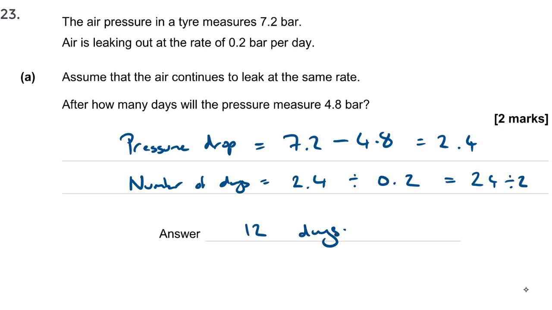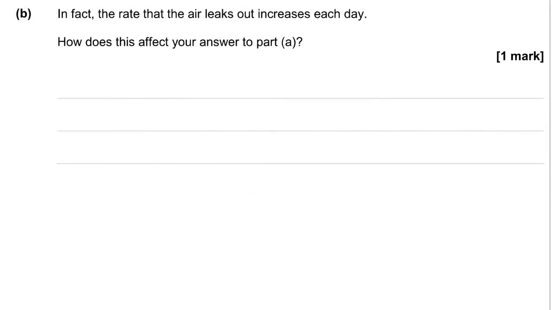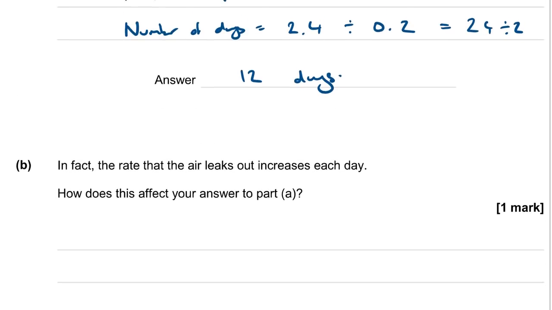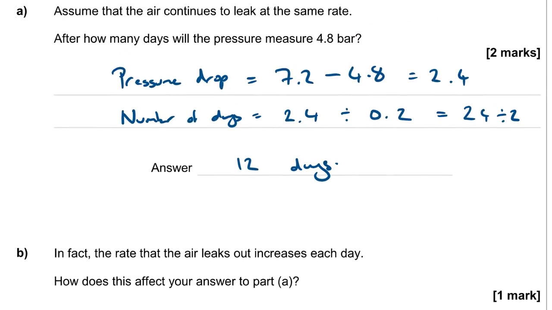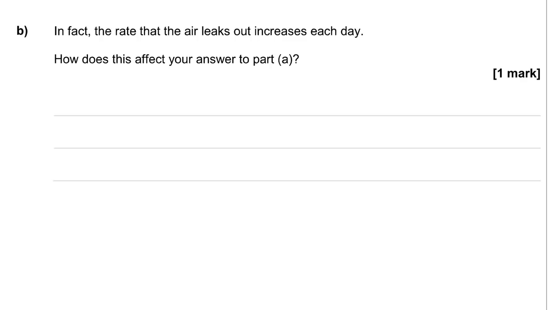In part B, we're told that the rate that the air leaks out is actually increasing each day, and we're asked to work out how this is going to affect our answer. So going back and looking at our calculation, here we were dividing through by 0.2, which was the rate of air leakage. Now if that's increasing over time, then we're going to be dividing through by a larger number, which means we're going to get a smaller answer. So it's going to mean that our answer here is going to be larger than it should be. So how does it affect our answer? It would take less than 12 days.